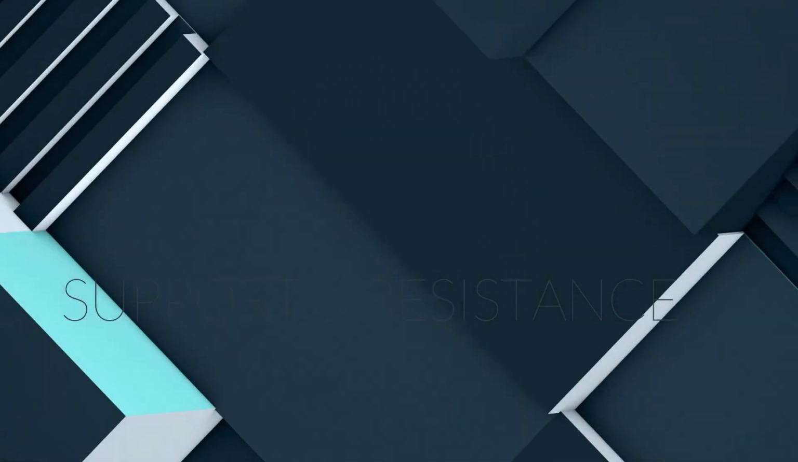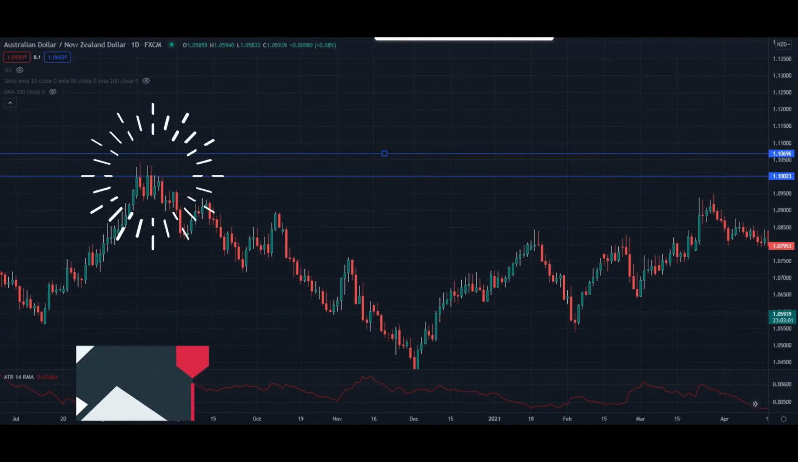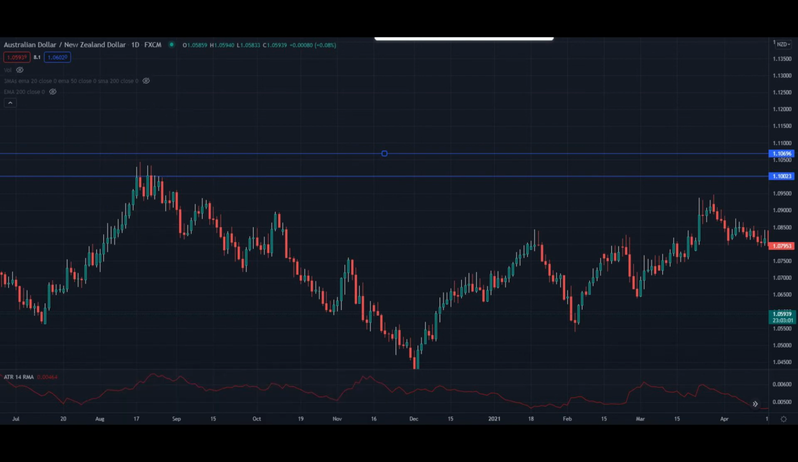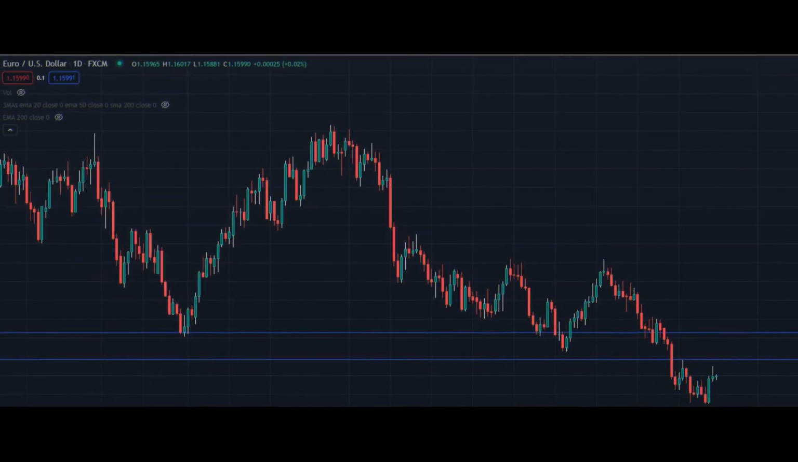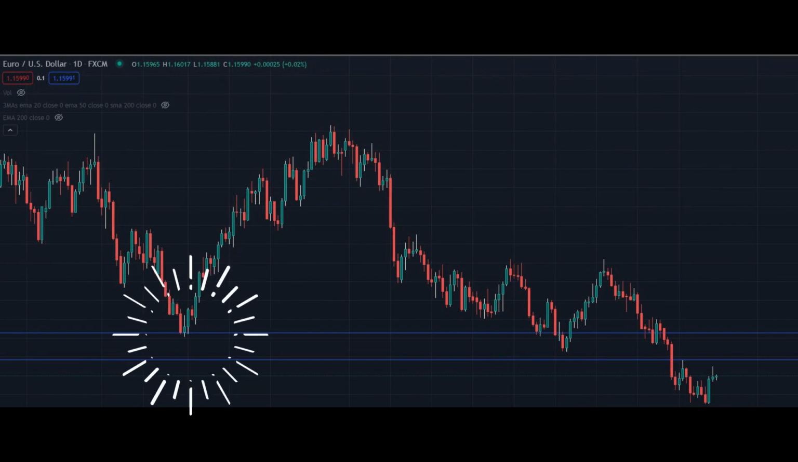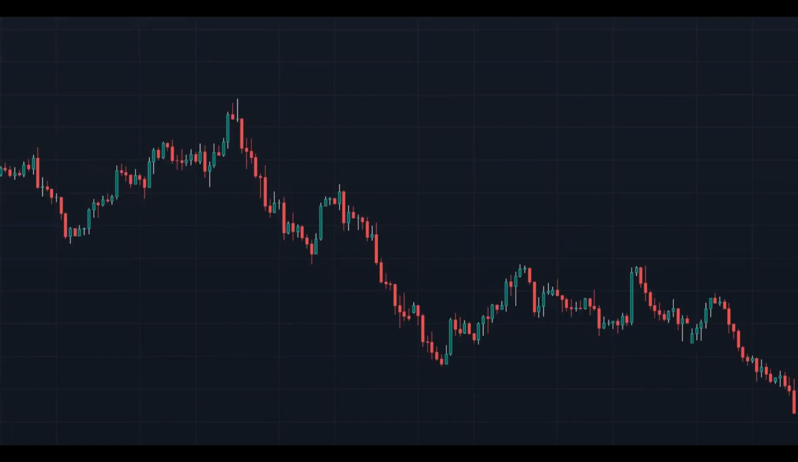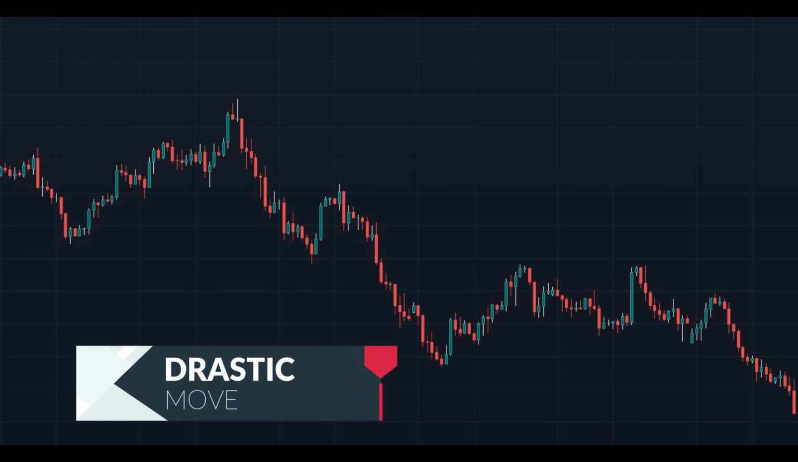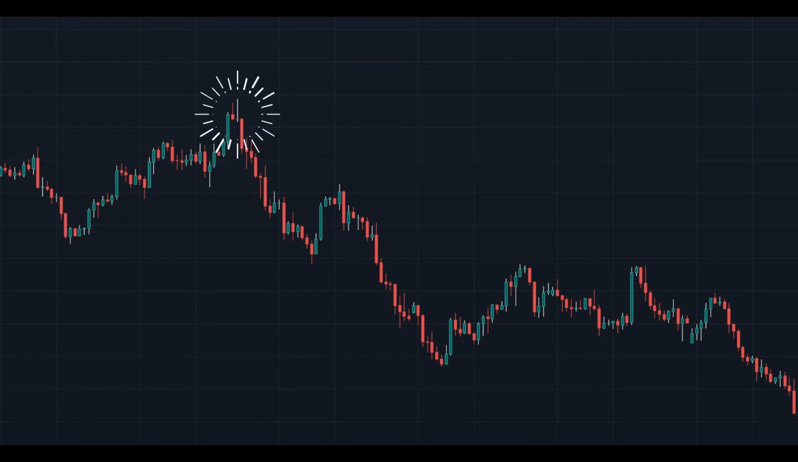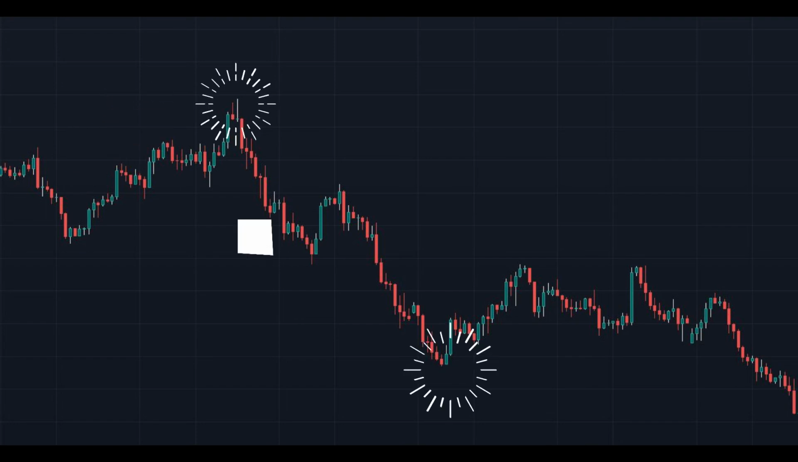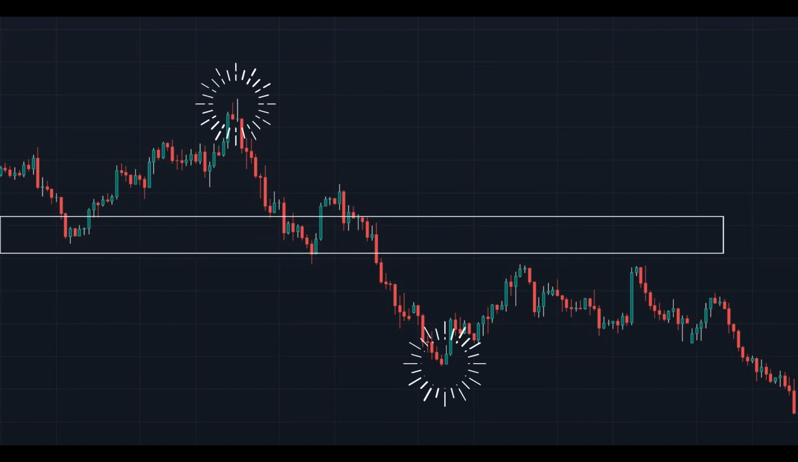Let's discuss weak areas of support and resistance. The first one is extreme high or extreme low. As you can see, price came to an extreme high, but it reversed and never reached the resistance area again. Drastic move away. This is quite similar to the previous one, but it has one difference. The price reached an extreme high and reversed, but it also broke down multiple support areas, which is a clear sign of weak support and resistance.